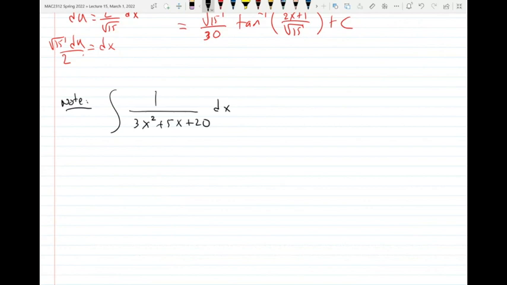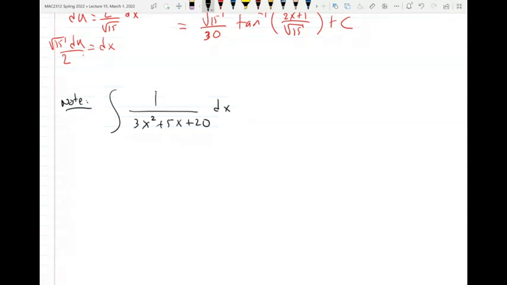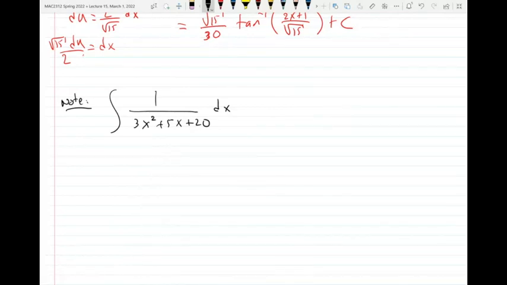Let's say you wanted to integrate this. This is already prime. There's no partial fraction to be done here. You cannot factor this. Let me make sure. b squared is 25 minus 4ac, that's 4 times 3 times 20. That's going to be a negative discriminant. So what's the technique? Derivative of the bottom. What's the derivative of the bottom? 6x plus 5.